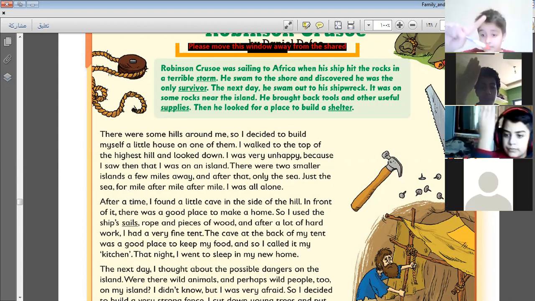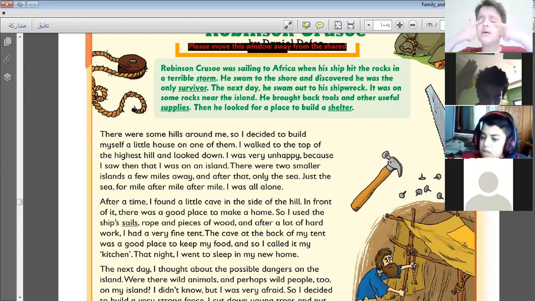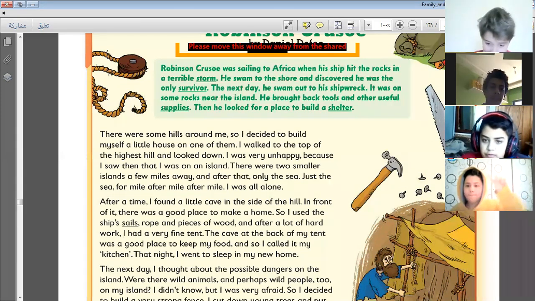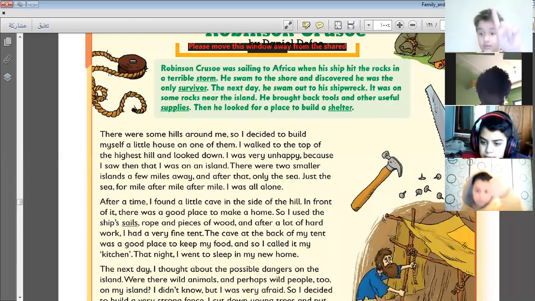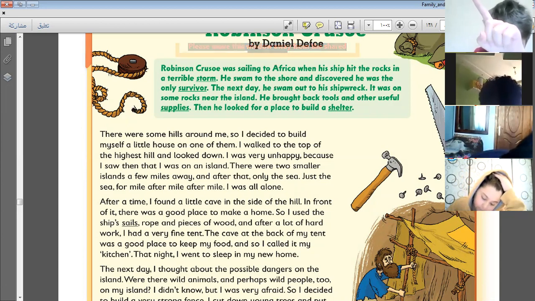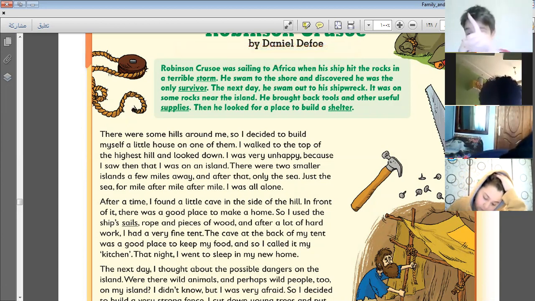Yes, Ibrahim. Unhappy. Excellent. Excellent. Excellent. So unhappy is an adjective. Unhappy. Sixth grade students, underline unhappy. Write ADJ above it, the abbreviation for adjective.